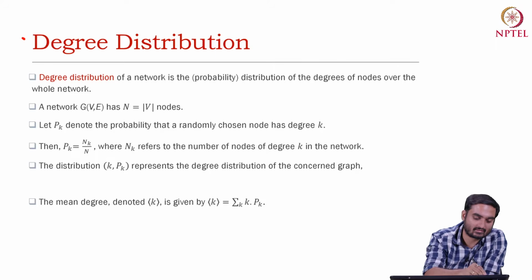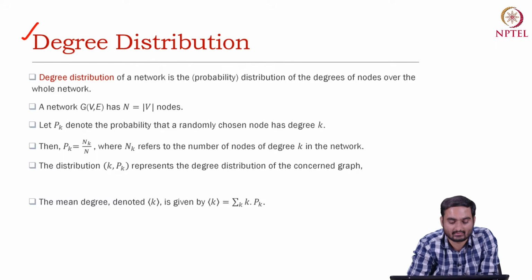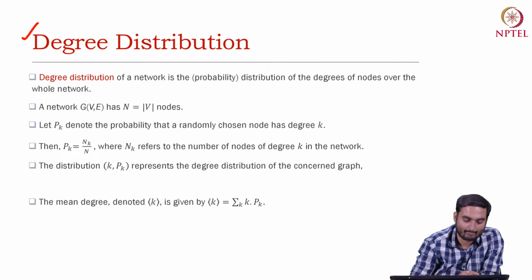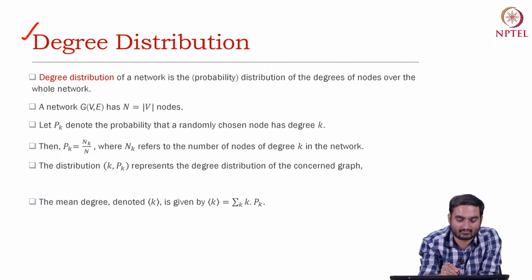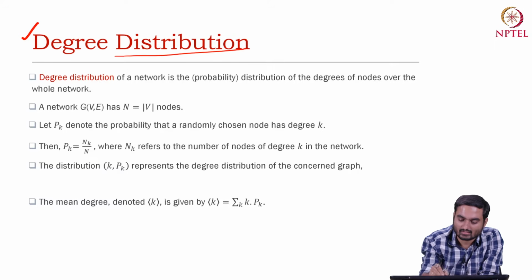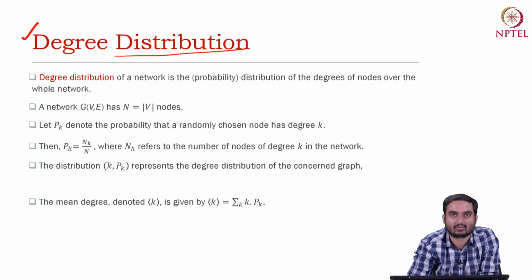So one such property is degree distribution, right? So what is degree distribution? As the name suggests, we basically draw the distribution of degrees of nodes. And when it comes to distribution, I hope you are aware of probability distribution. There are two kinds of variables. One is a discrete random variable, the other is a continuous random variable, right?